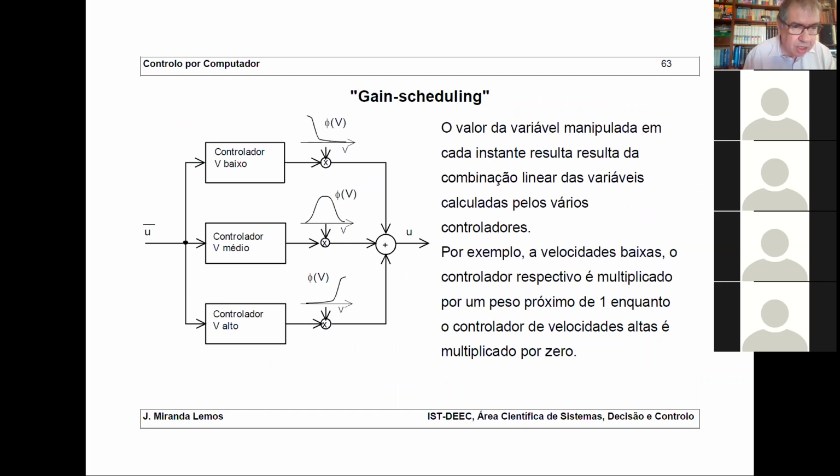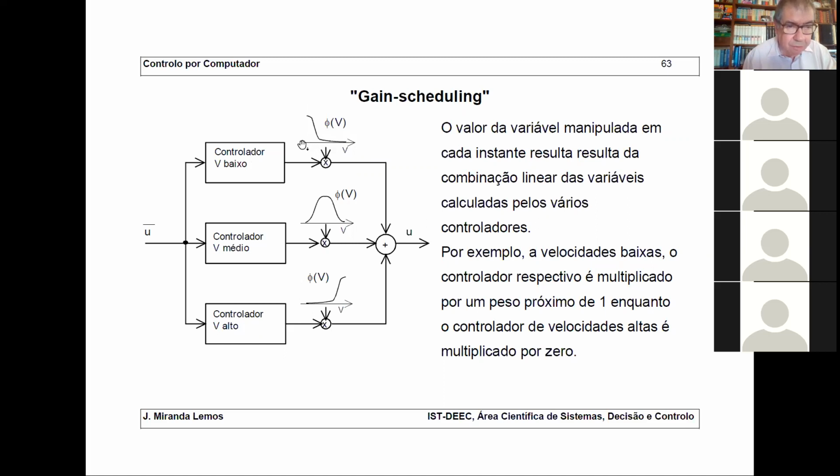You can see here gain scheduling, which is nothing more than you have, for instance, in this case, 3 different controllers. Okay, one for small speeds, another for medium speed, and another for high speed. In a car, it is even more complicated because, as I said, you have the air. Now, you multiply the output of these controllers by weights. So these weights are between 0 and 1. And this variable is the velocity. So this phi of v is a function between 0 and 1.